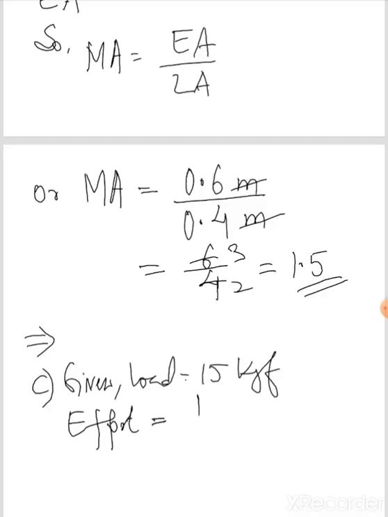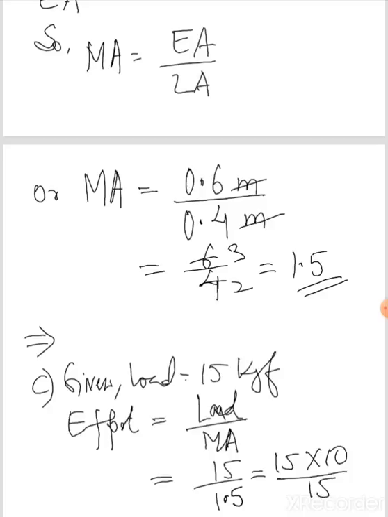So effort is equal to, we are using the same relation, that is MA equals L by E, load by effort, isn't it? So I'll have load by MA here. How much is the load? Load is 15. What is the mechanical advantage? 1.5. So that will give me 15 into 10 by 15 after I remove the decimal. So 15 and 15 from the numerator and the denominator get cancelled by 1 each, leaving behind 10. So I'll have 10 kgf. So don't forget to write the statement now. So we got the solution for number C also. So the value of E equals 10 kgf.